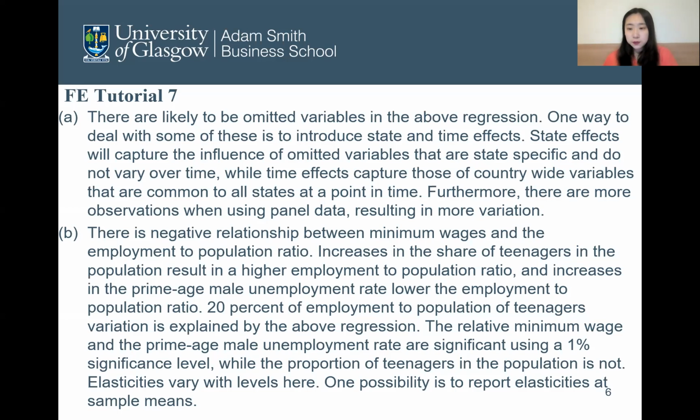The relative minimum wage and the prime age male unemployment rate are significant at just a 1% significance level, while the proportion of teenagers in the population is not. Elasticities vary, so it's not that significant, varying with the levels here. One possibility is to report elasticity at sample means.